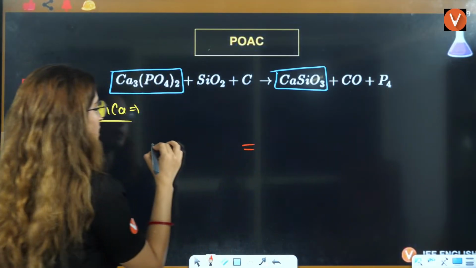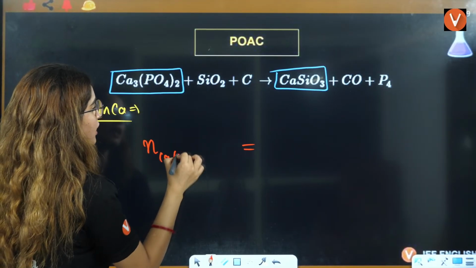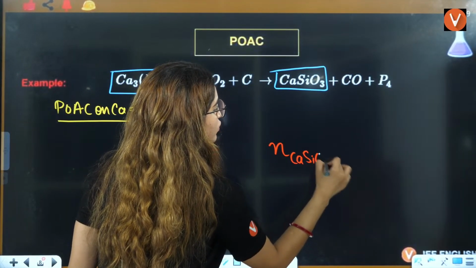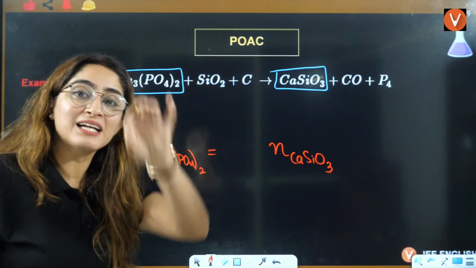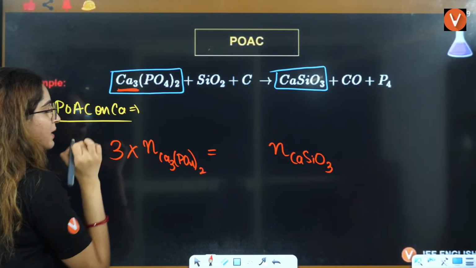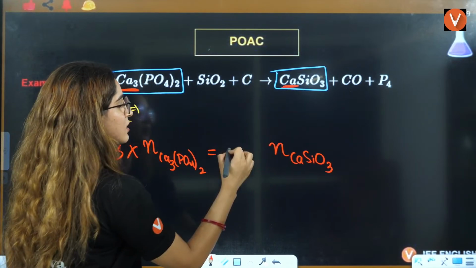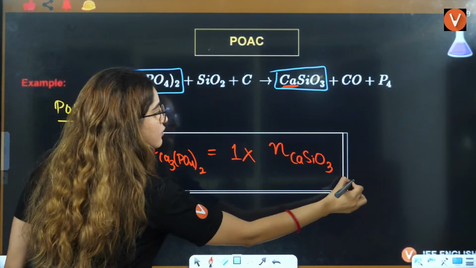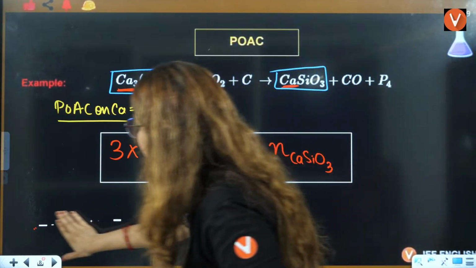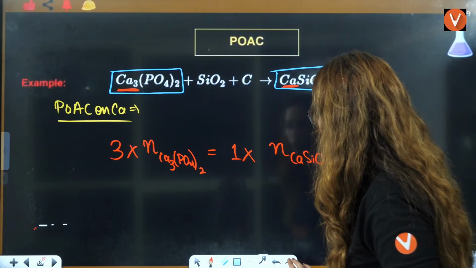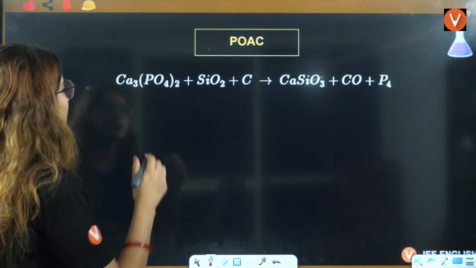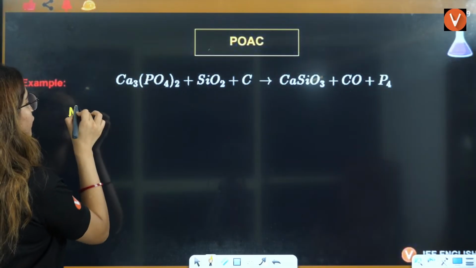Now I will equate this. This is number of moles of Ca3(PO4)2 equals number of moles of CaSiO3 multiplied by the atoms of calcium. In this, how many atoms of calcium are there? 3 atoms, so it will be multiplied by 3. In this, how many atoms of calcium are there? 1, so it will be multiplied by 1, and this is the answer for POAC. Let me know in the chat box, guys, if that is clear to all of you or not. But will you be able to apply POAC? That is so simple.